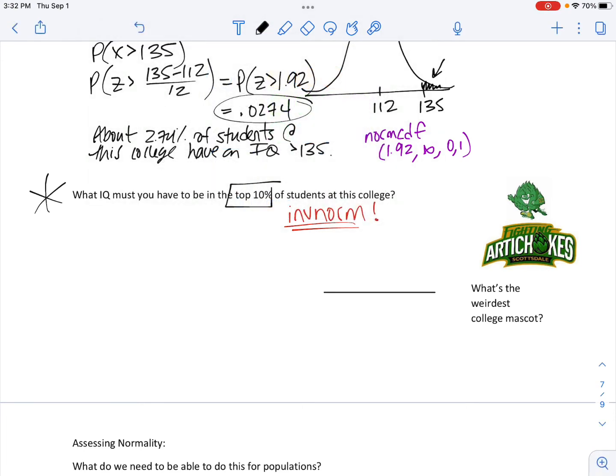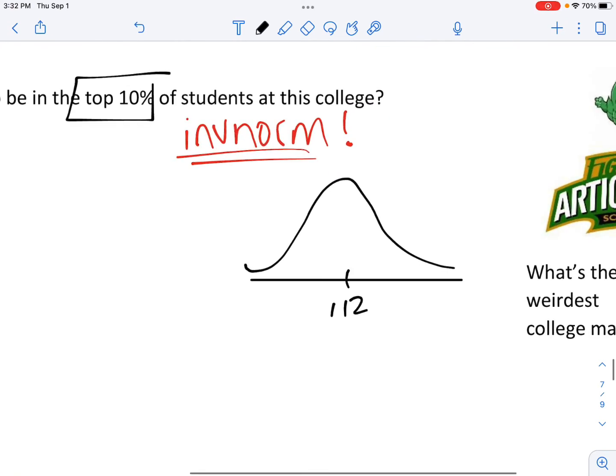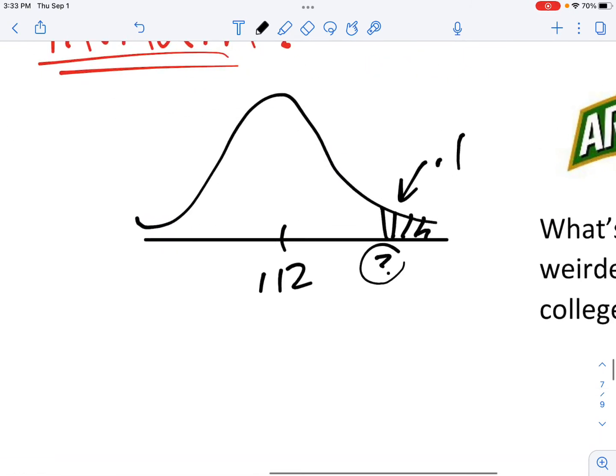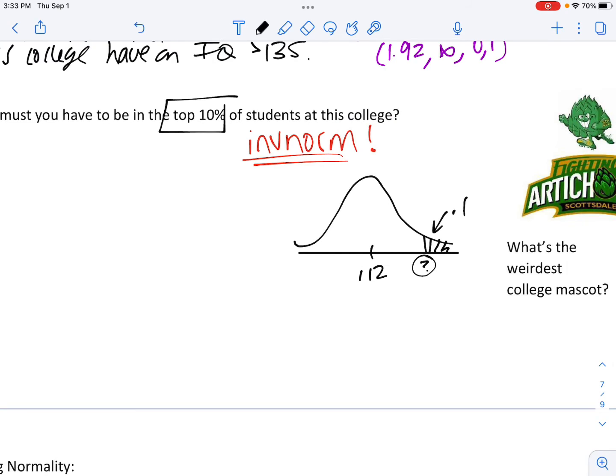I'm still going to draw a sketch. Really briefly, I've got 112 right here. Top 10%. I do not know what this x value is. This is an inverse question. I'm trying to find the x. I know the percentage. So the inverse norm is what's going to help me with this.